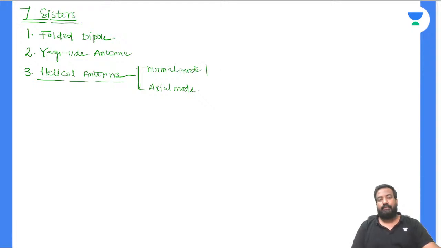Normal mode and axial mode. In the normal mode, the length is very small: total length n times L is far less than lambda. In axial mode, the circumference, which is pi d, is approximately equal to lambda, implying the diameter is approximately equal to lambda by 3. These are used in applications like Wi-Fi routers. These are used in applications like space wave communication and satellite communication.